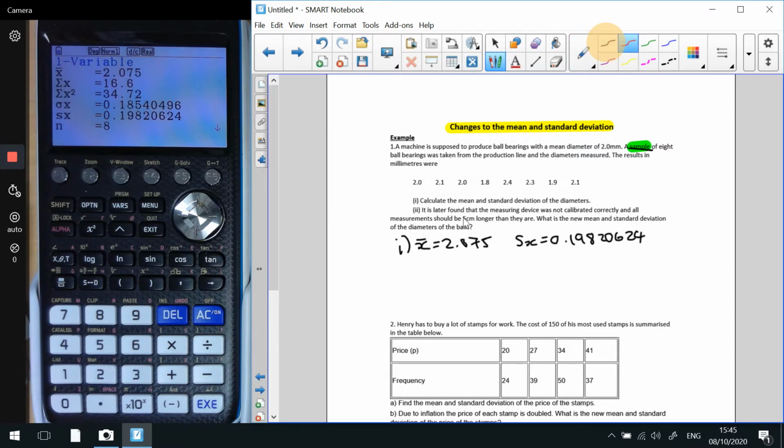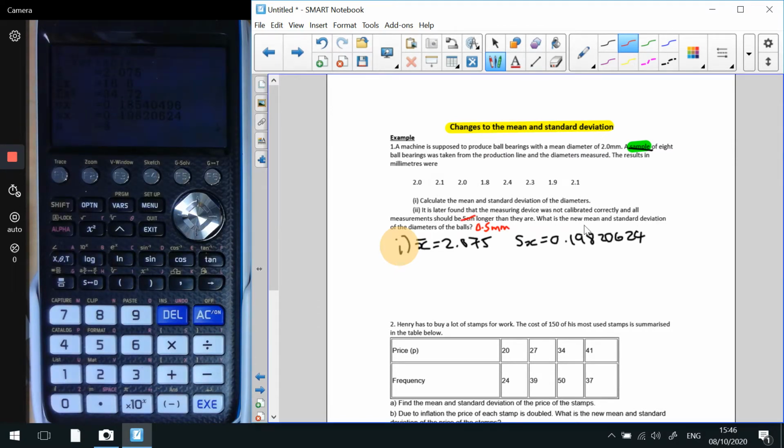So there is actually a typo here. That should say 0.5 millimeters. And then it is later found out that the measuring devices are not calibrated correctly, and all measurements should be 0.5 millimeters longer than they are. What is the new mean and standard deviation of the balls? So instead of having 2, that would be 2.5. Instead of having 2.1, we'd have 2.6. Instead of having 2, we'd have 2.5. Instead of having 1.8, we'd have 2.3. 2.4 would become 2.9. 2.8, 2.4 and 2.6.